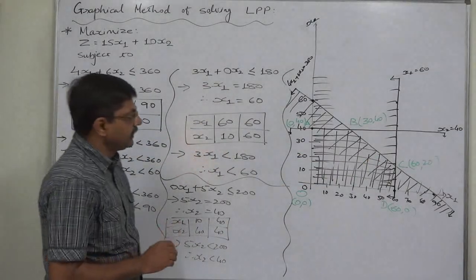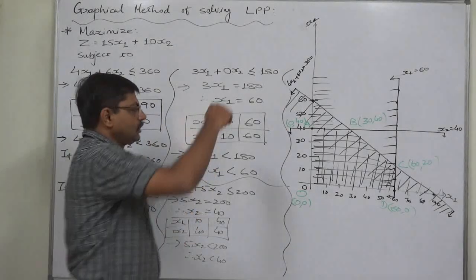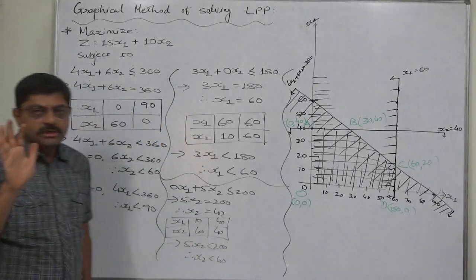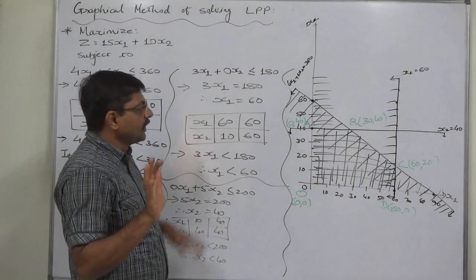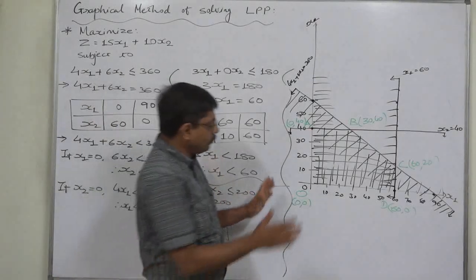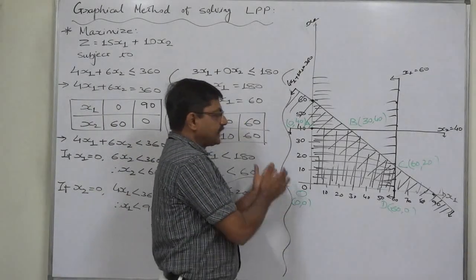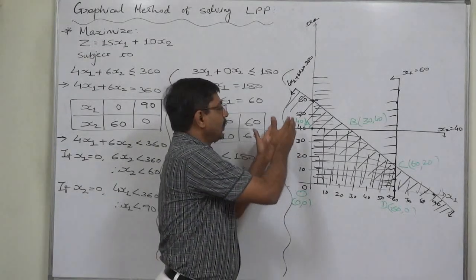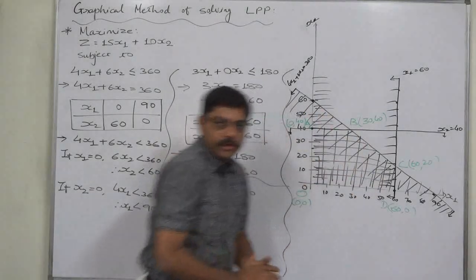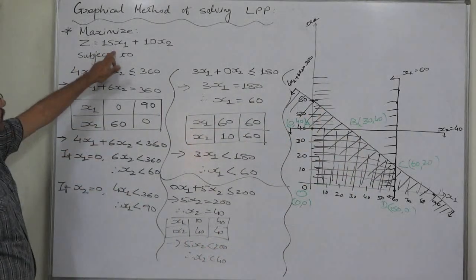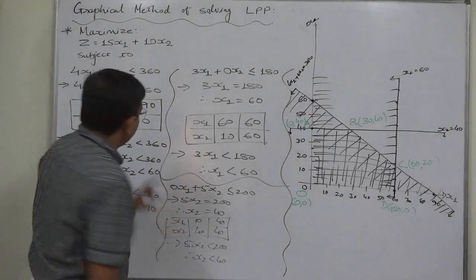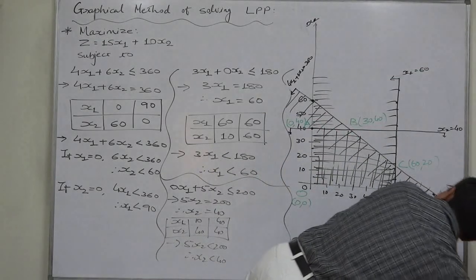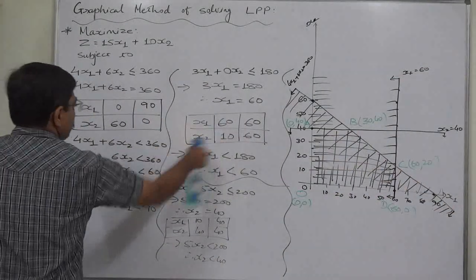Now, how to determine at which particular corner point the optimal solution is lying? For that purpose, we have to substitute the values of x1 as well as x2 at the coordinates of all the corner points. What is the objective function? 15x1 plus 10x2. And what is the objective? Maximization. Let's check it by writing. So we are going to write that part.